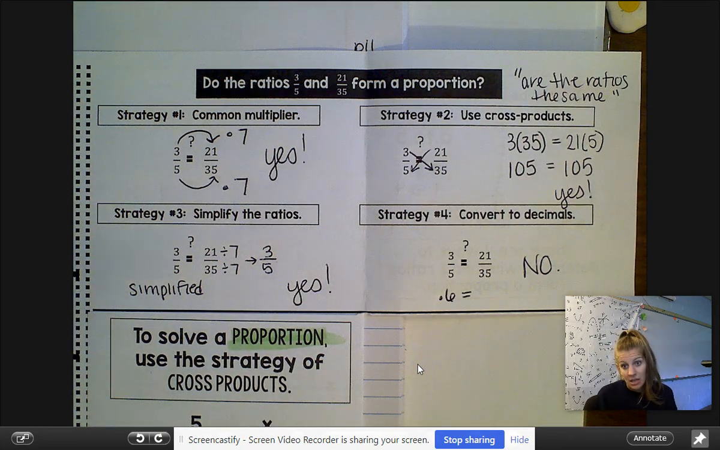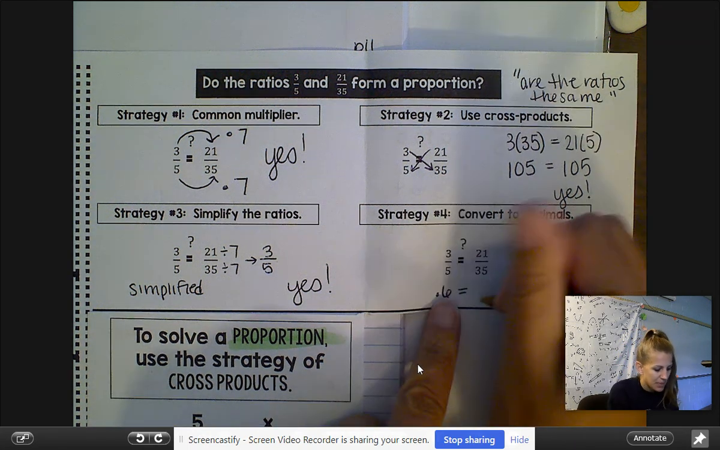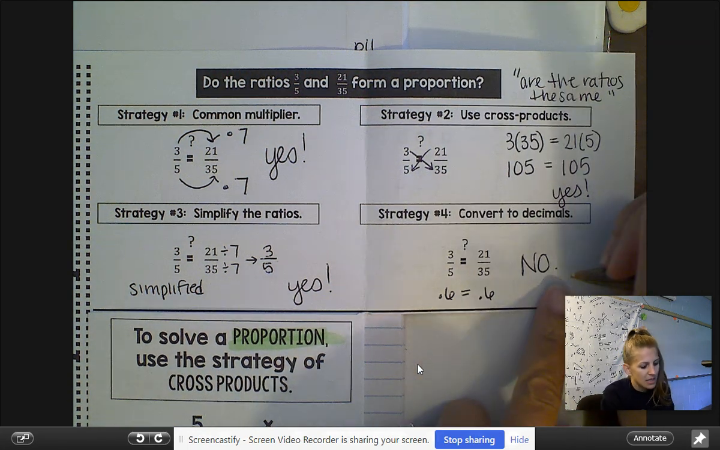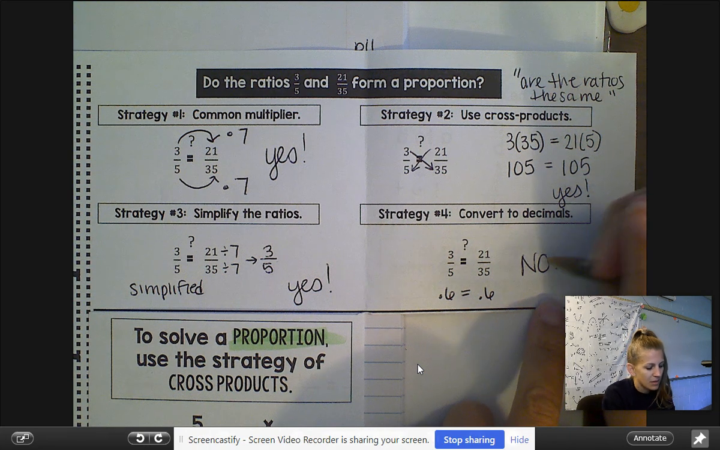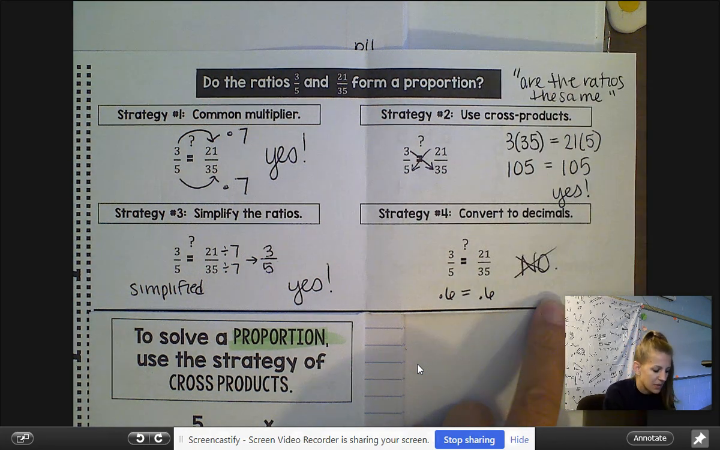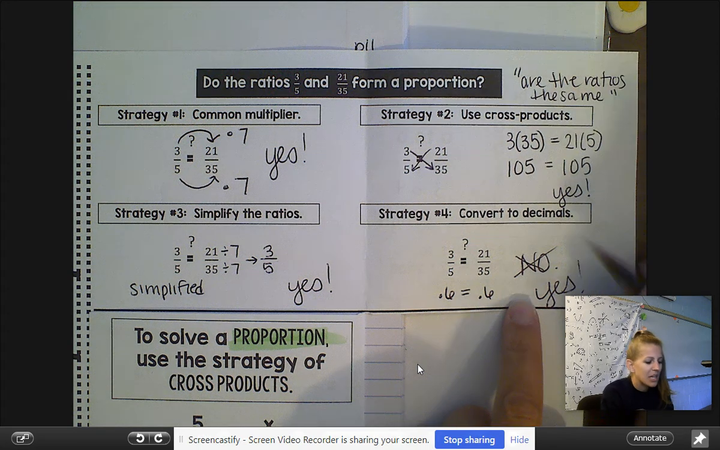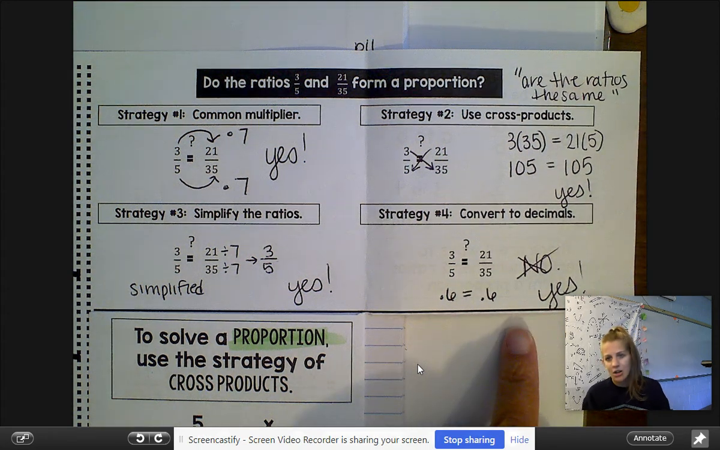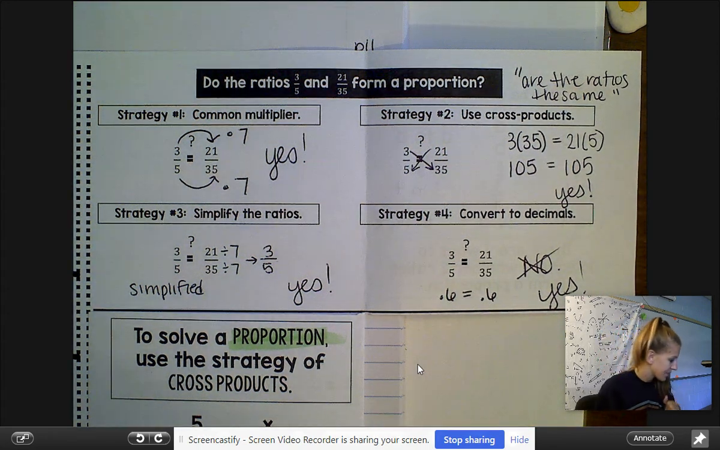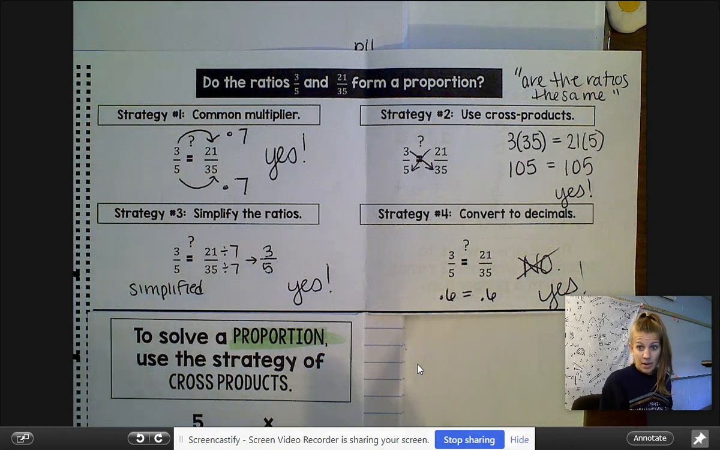If I type into my calculator 21 over 35, or if I do long division, it's 0.6. So, I mean, the answer is not no. That's confusing. Yes, they are proportional, but no, don't convert it to fractions, or convert it to decimals. I hate it. Okay, I actually don't want to talk about proportions just yet.